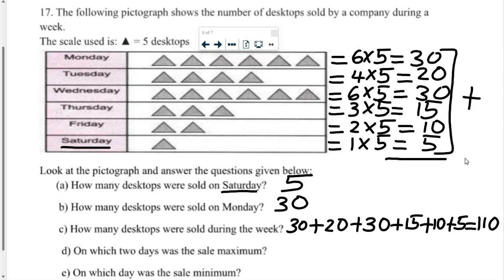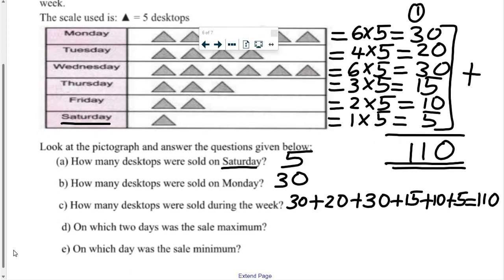Or you can do it from here and you get the answer straight away. So this is 0, that is 10, carry 1. This is 5, 8, 9, 10. 10 plus 1, 11. So 110 still, either way.